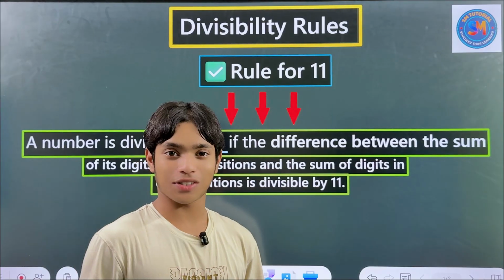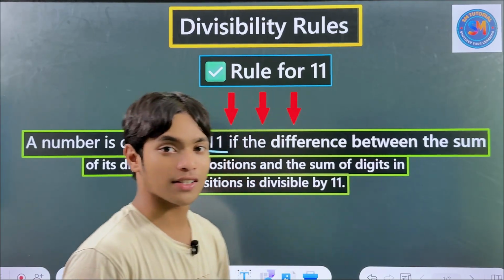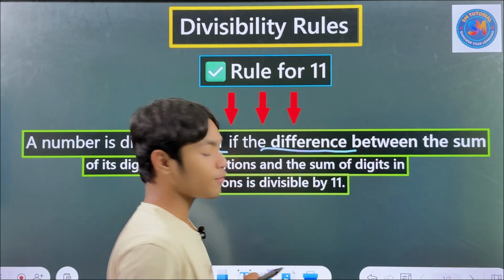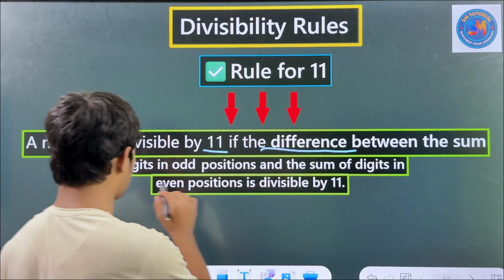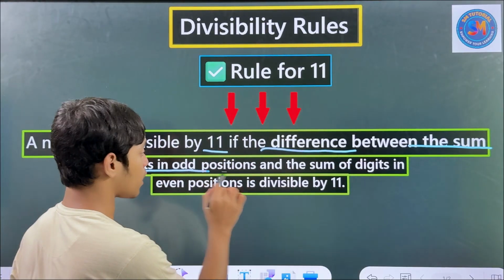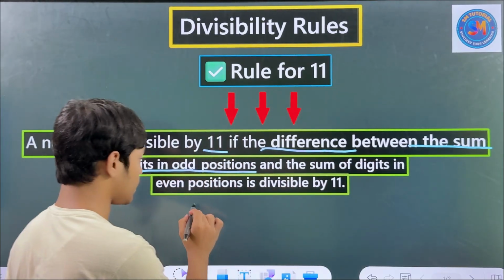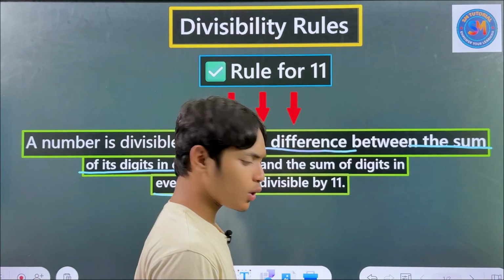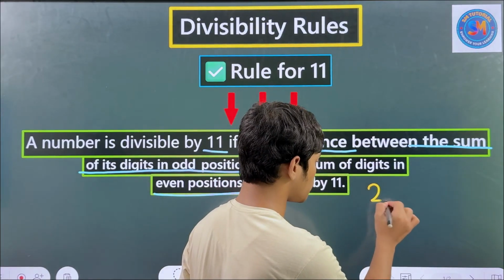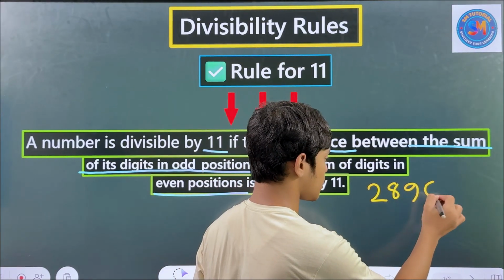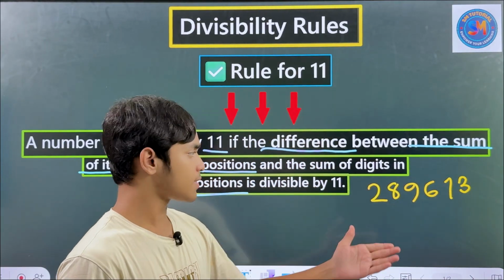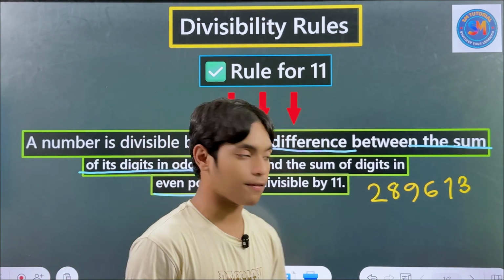So what did you understand? Okay, no problem. I'm going to explain step by step what this actually is. We need to find the difference between the sum of its digits in odd positions and the sum of its digits in even positions. Suppose I'm writing a number here: 2, 8, 9, 6, 1, 3. This is a 6-digit number. In this number, what are the odd positions and what are the even positions?